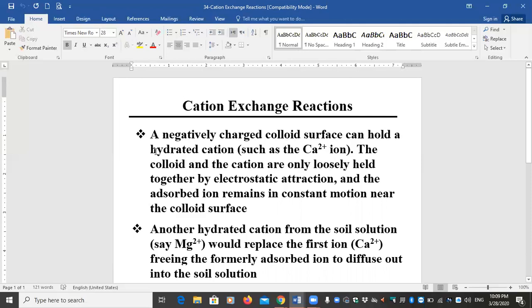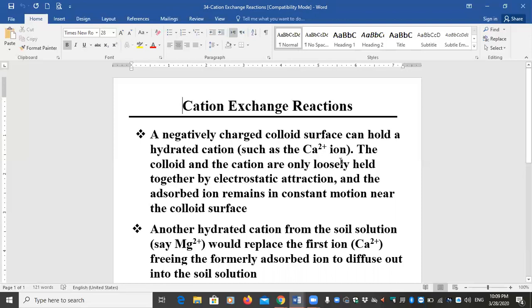Why do we say hydrated? Because it has water of hydration around it, because these reactions will take place only in salt solution. So you have an aqueous system, so they are hydrated cations or ions in general. The colloid and the cation are only loosely held together by electrostatic attraction. This is the attraction between positive and negative charges.